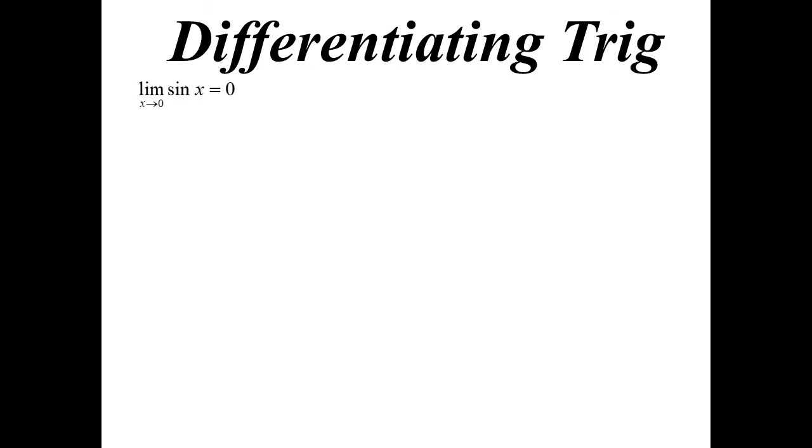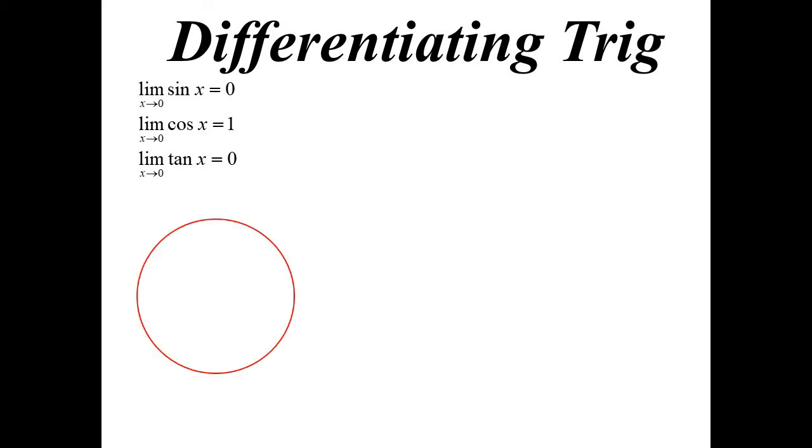If you think of your sine curve, we know that as x approaches 0, sine is going towards the origin, we know that. Cosine would be going towards 1, and just to complete it there, tan would be going to 0. Let me draw in a circle.